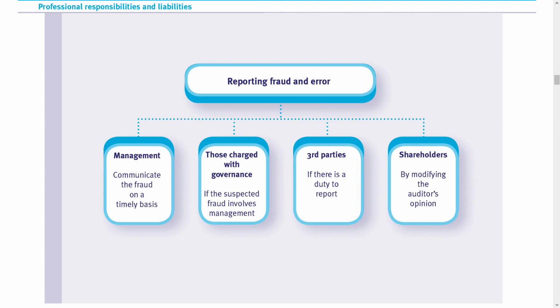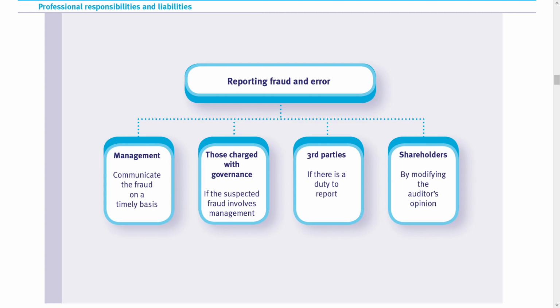To those charged with governance, you have to report them if the suspected fraud involves the management. Then you have to charge those charged with governance. For example, you might have to report to the non-executive director or the audit committee when you suspect that even the management is involved in that fraud, that time only. Otherwise, first resort is the management only. When you see a fraud and error is taking place, you don't directly go and start reporting to the third party or the shareholder.